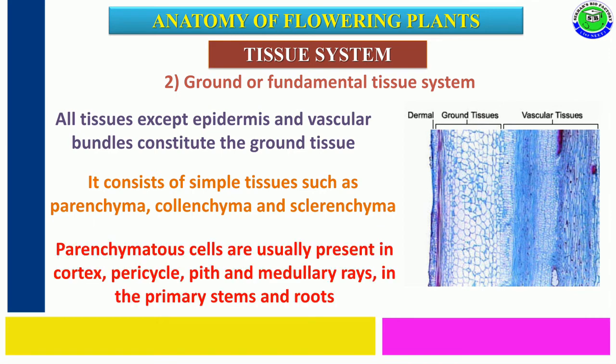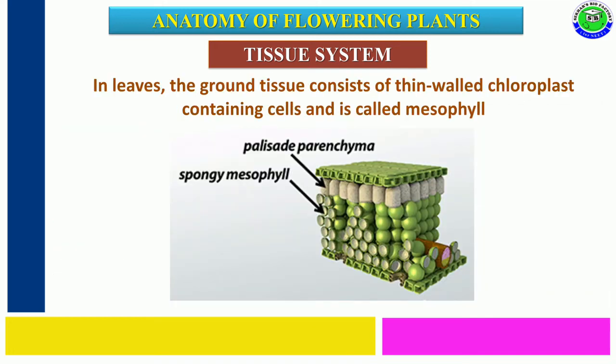The parenchymatous cells are usually present in various parts of the transverse section like cortex, pericycle, pith, medullary rays. Along with that, parenchyma cells are present mainly in primary stem and root in the plant body. In the case of a leaf, the ground tissue system is present in between the epidermal layers. This ground tissue system consists of thin cell-walled cells with a large number of chloroplasts and is called mesophyll.